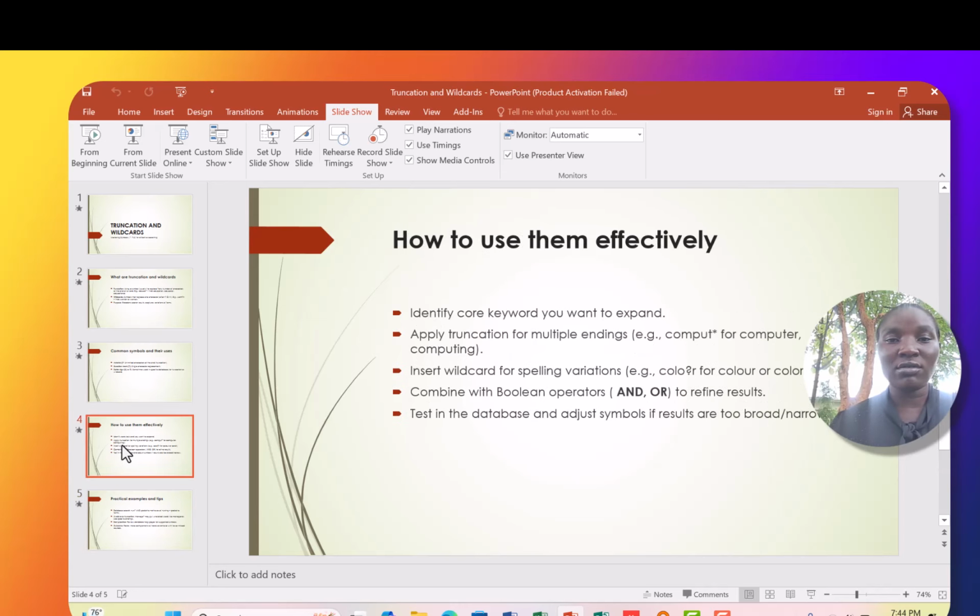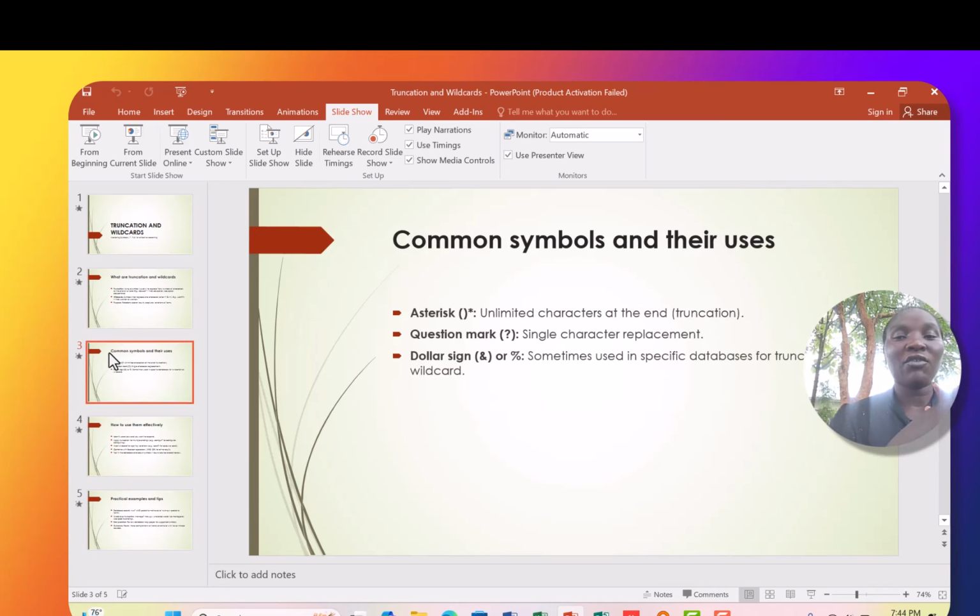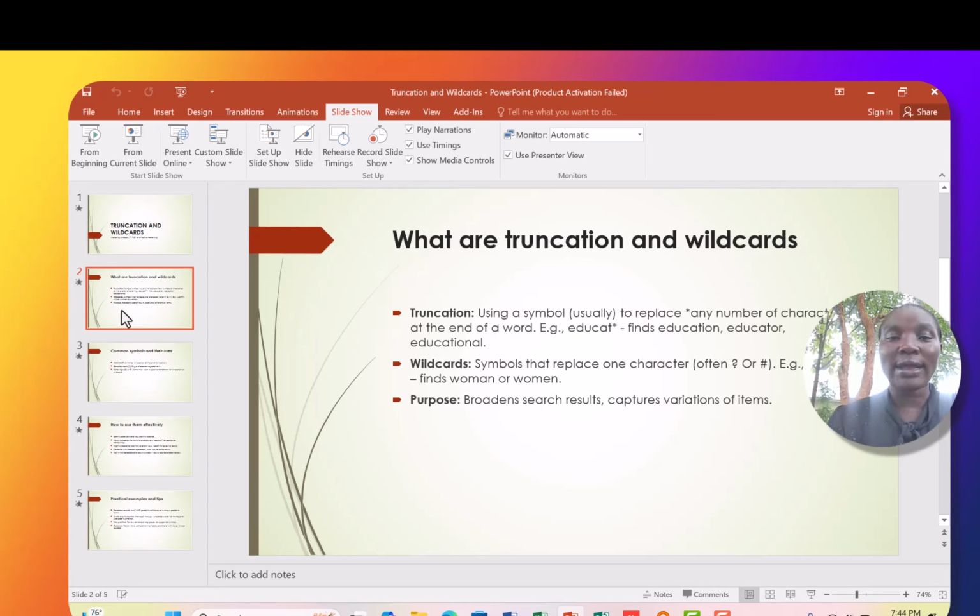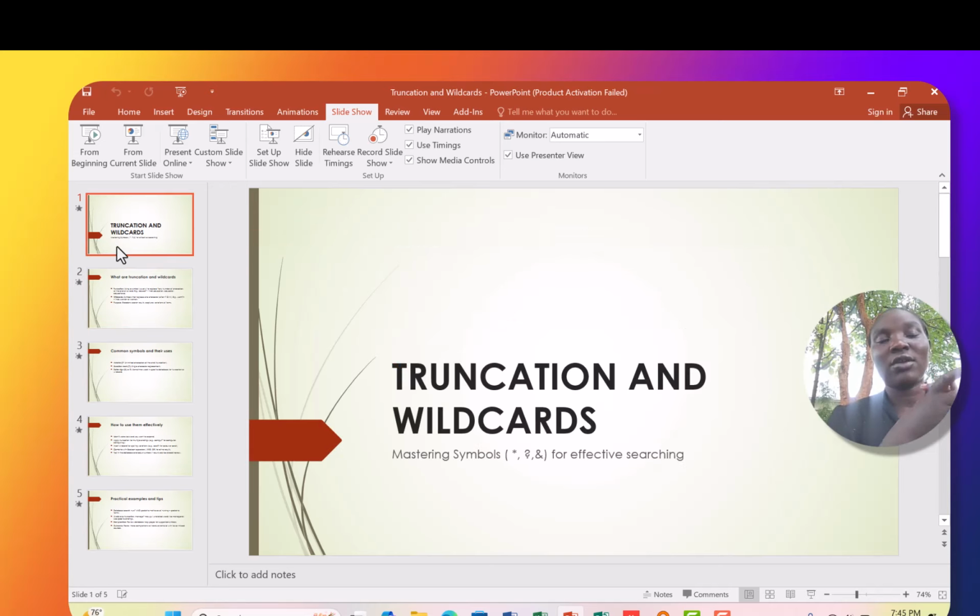We have how to use them effectively: identify the keyword. You will just need to follow this presentation of mine in order to catch up with everything. We have common symbols and their uses, which I've already told you about. And we have seen that truncation is usually to replace any number of characters at the end of a word, for example educate. So when we talk about truncation and wildcards, we are always mastering symbols for effective searching. We need to know most of these symbols, especially when searching for things under information literacy, especially for those doing research. It will help you so much.